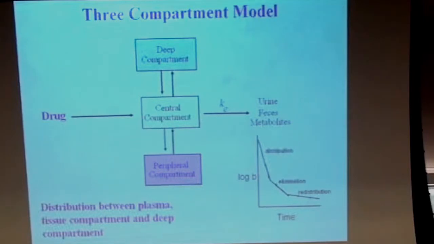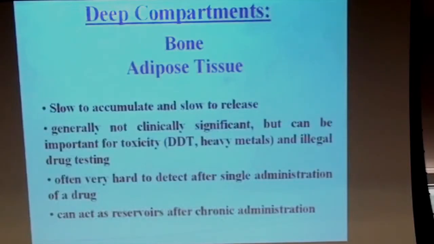You get distribution, elimination, and slow redistribution out of this deep compartment. You're probably now wondering, what on earth are deep compartments? Deep compartments are bone or fat. These are tissues that are badly perfused, so drugs slowly accumulate in them and then are only slowly released out of these compartments.